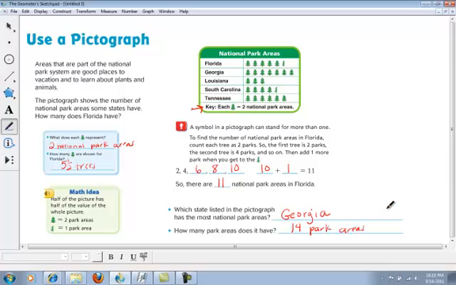Now you're going to have a chance to practice using a pictograph. If you need to come back and view this video, it'll be here waiting for you.